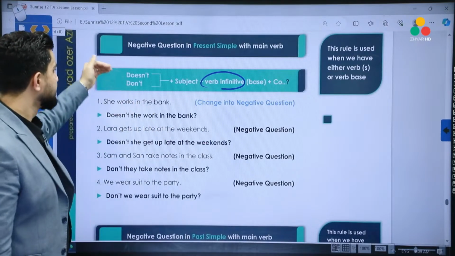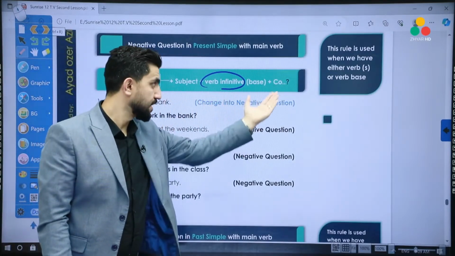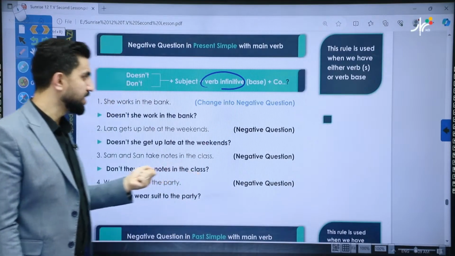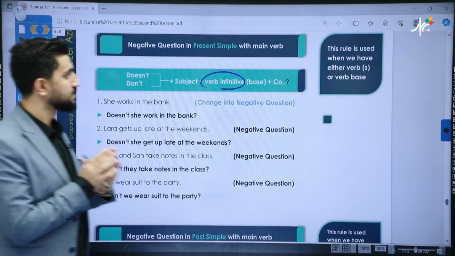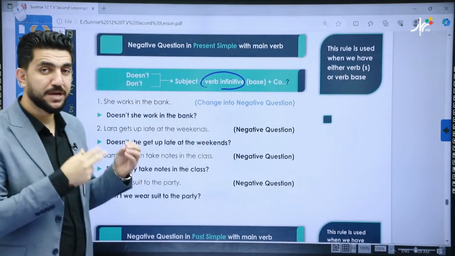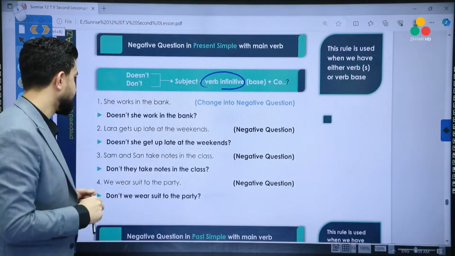So for example, look here: doesn't or don't, plus subject, plus verb infinitive. And this one is a question. That's why we call it a negative question. How do you know it's present simple? This rule is used when we have either verb with s or verb without s, the base form.